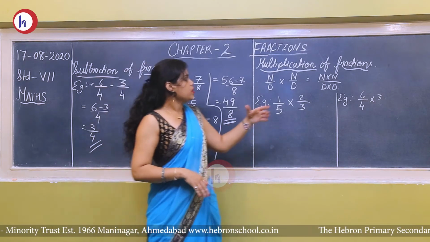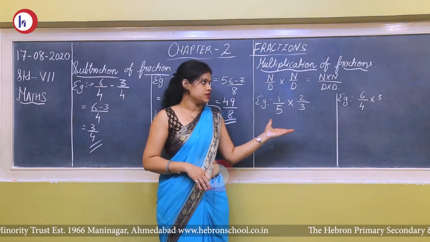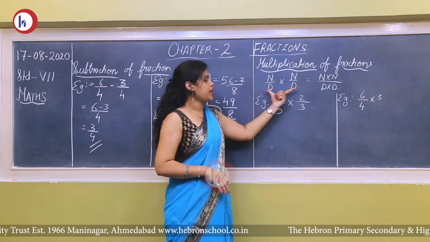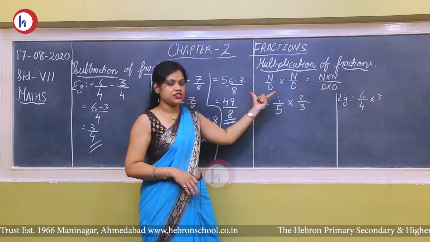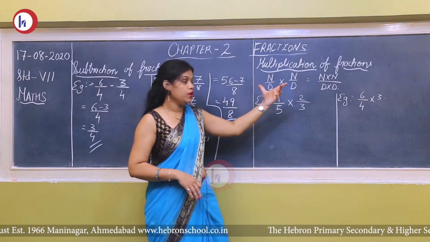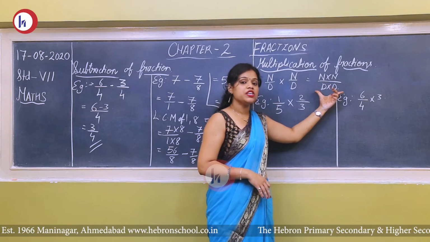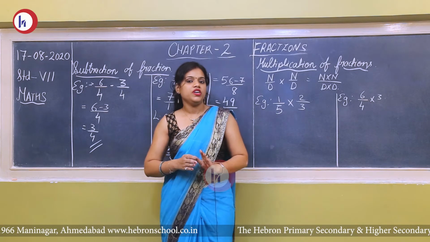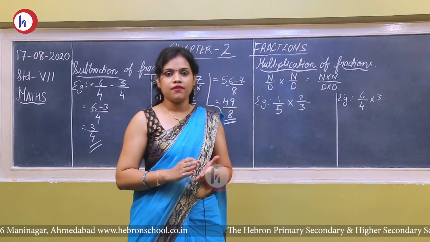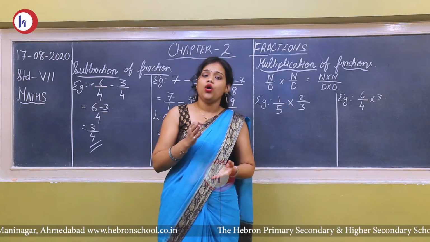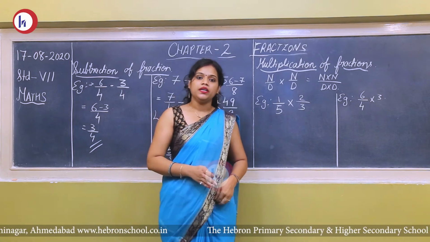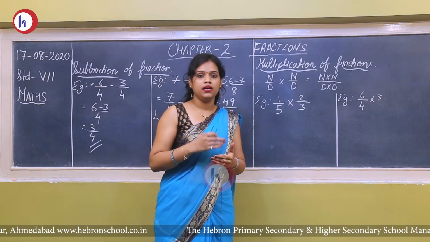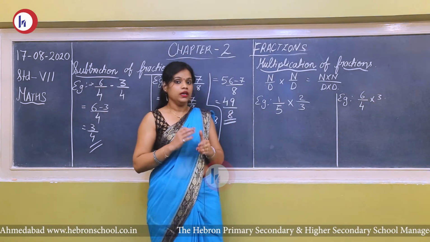Okay. Now coming to multiplication of fractions. Now what we see here: two different fractions with numerator and denominator. What we do in multiplication is directly multiply numerator with numerator and denominator with denominator. We don't have to look for like or unlike fractions in multiplication.